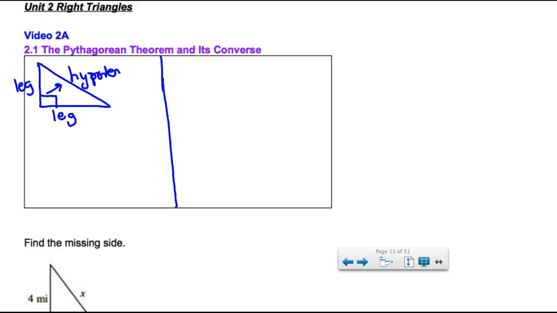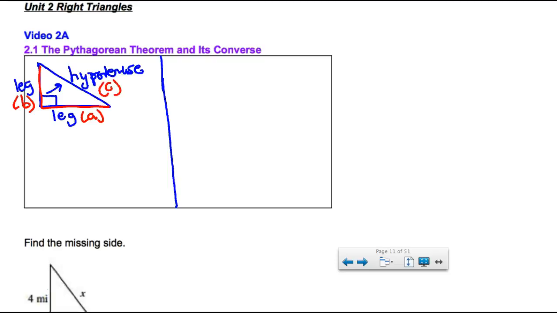But in math, when we get wordy, we like to assign variables to our words. So the legs, the ones touching the right angle, are called A and B. It doesn't matter which one's which. They're just each a leg. The hypotenuse we always call C.